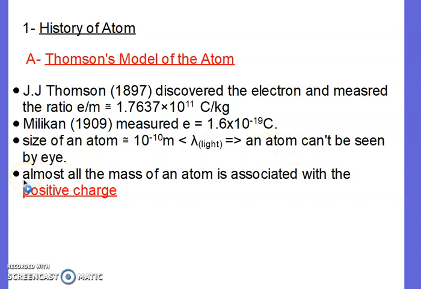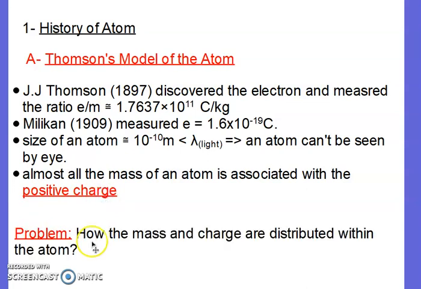Also, an important discovery was that almost all the mass of an atom is associated with the positive charge in it. Here, you remember we discovered the electron, which is negative. Clear? And the atom is neutral. So, there is another part of the atom having positive charge. But experimentally, they discovered that almost all the mass is associated with the positive charge. So the question is how the mass and the charge of the atom are distributed.